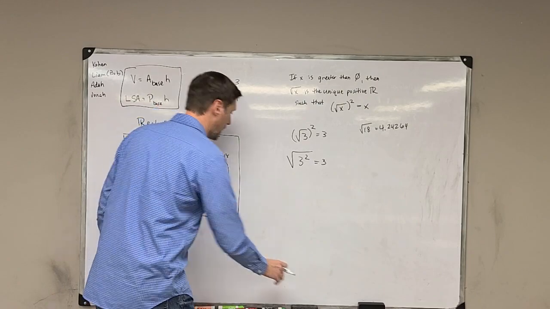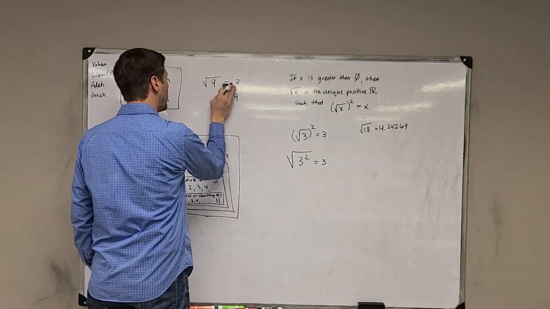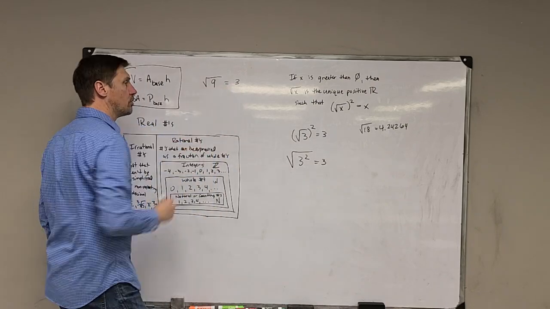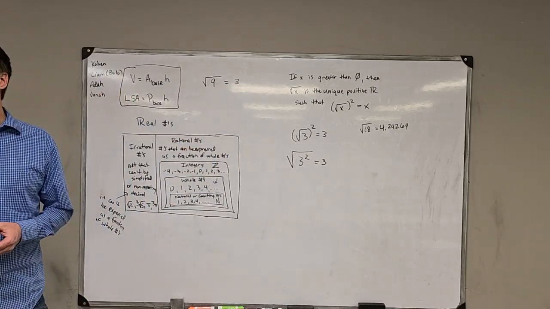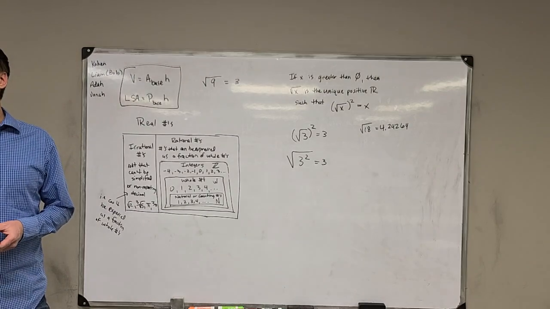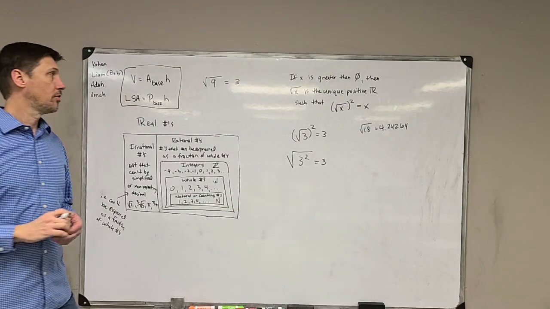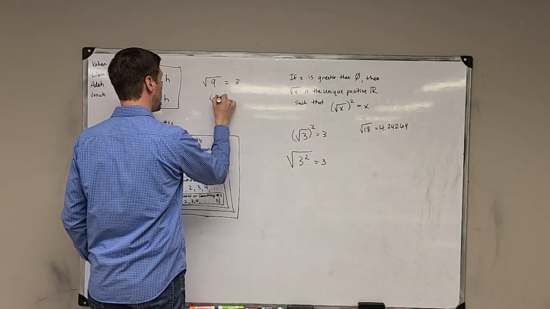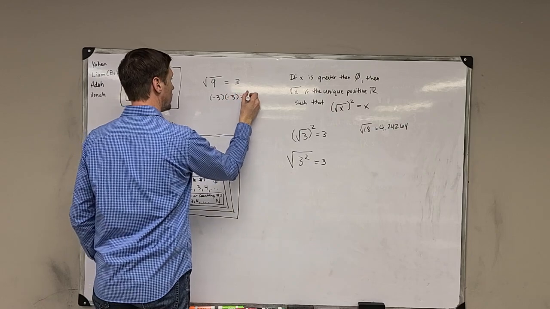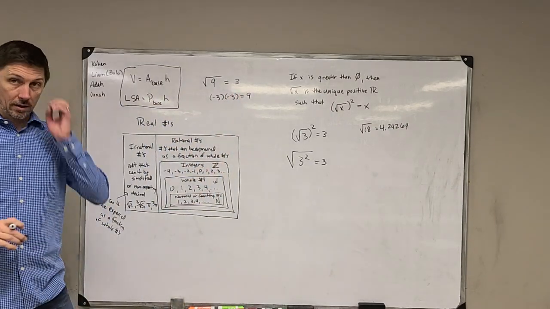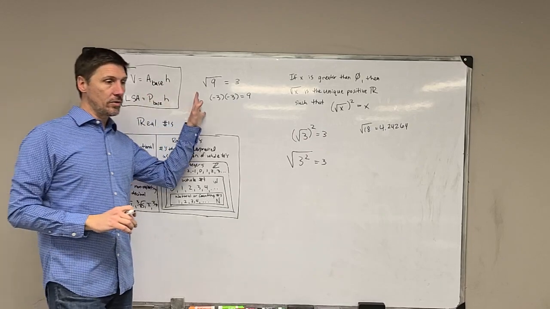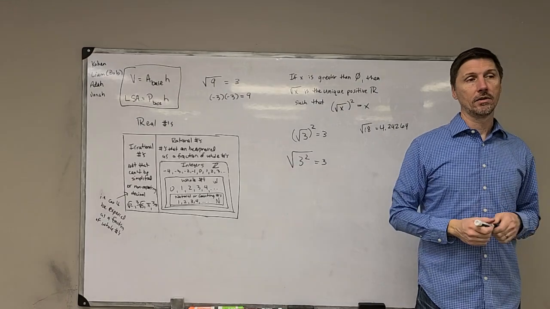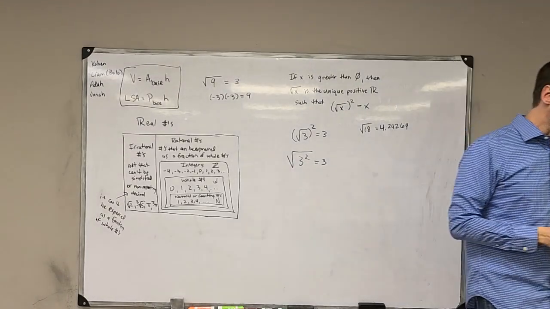But we need to also recognize that there's another number that when multiplied times itself will equal 9. Does anybody know what it is? Three times itself will equal 9. But isn't it also true that negative 3 times itself will also equal 9? So technically, when you're taking the square root of a positive number, there are 2 possibilities. There's a negative and a positive version.